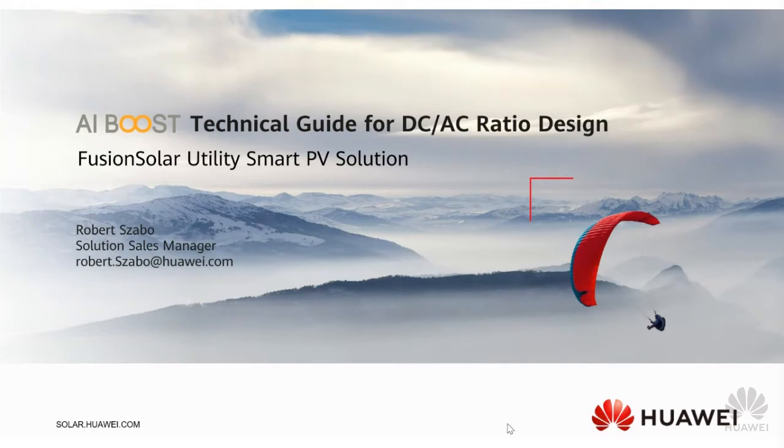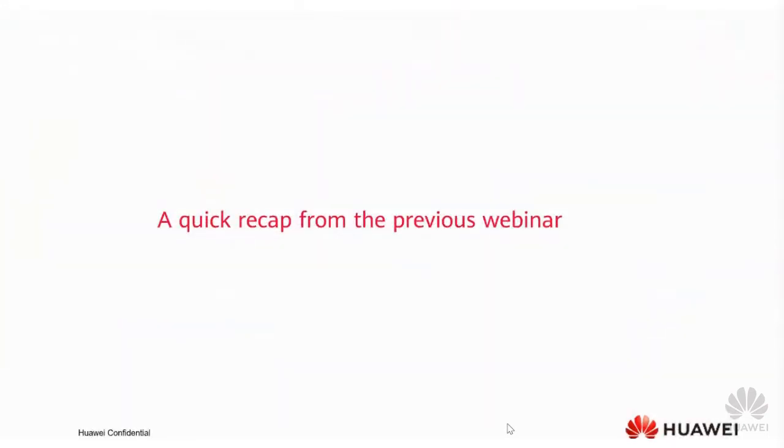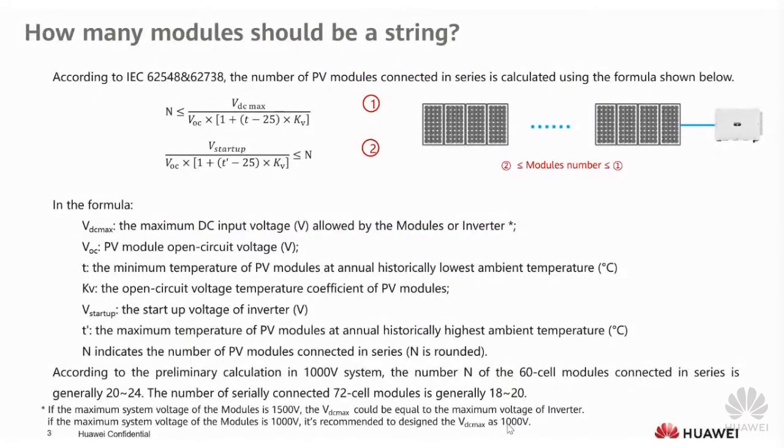So just a recap from the previous webinar, which was about string design. As we know, the string design is based mostly on electrotechnical parameters. So the first one is how many modules should be in a string. It means that we have to calculate what would be the maximum DC input voltage for the system. And I don't want to go into details. It is really just a recap, going again over the same topic.